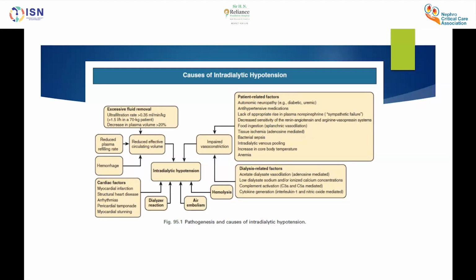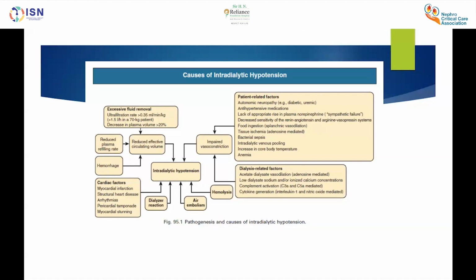In patient-related factors, it could be because of autonomic neuropathy, antihypertensive medications, lack of appropriate rise in the plasma norepinephrine, decreased sensitivity of the RAS system, food ingestion, tissue ischemia, sepsis, intradialytic venous pooling, increase in the core body temperature, anemia.